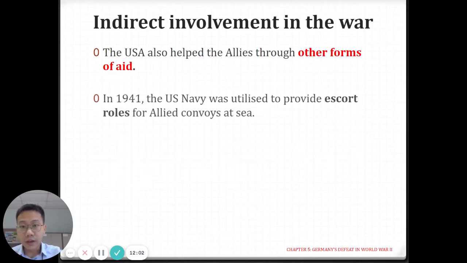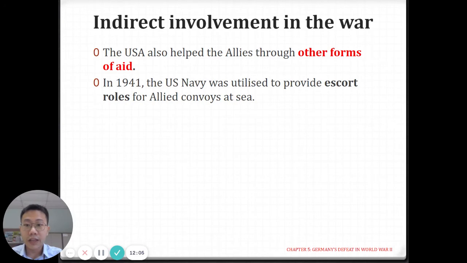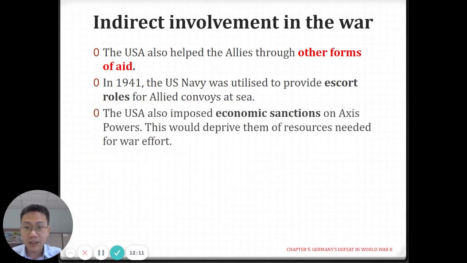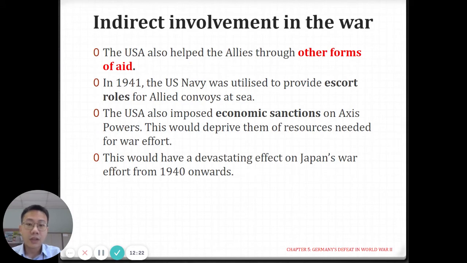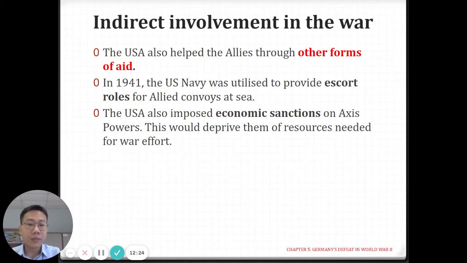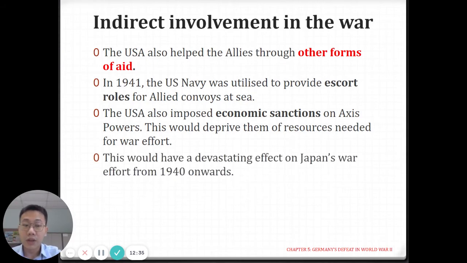Now, there were other forms of aid provided for the Allies. They provided escort roles for Allied convoys at sea. This is the one that the movie basically covers, which I will try to show a bit of in class. And the USA also imposed economic sanctions on Axis powers, which would deprive them of resources needed for the war efforts. What this means is basically depriving countries like Japan of oil, which would be an important resource. Okay, you will see that oil would come up again in the defeat of Germany under German weaknesses. Because it is a very important resource, and this would affect Japan much later, and we'll talk about that in chapter 6.